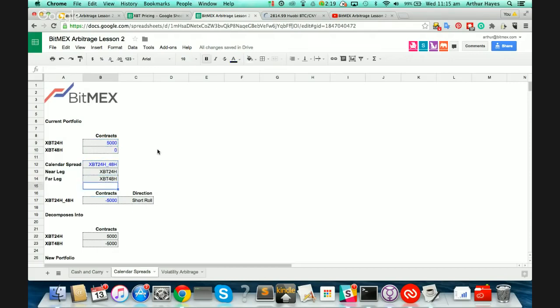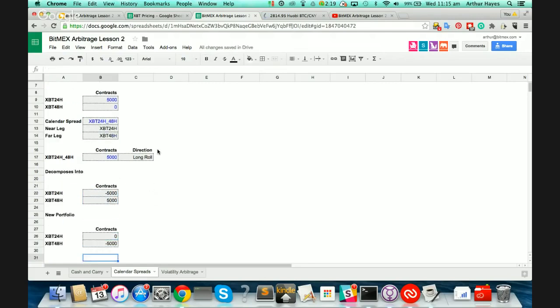So we want to long roll, i.e. we want to go long the far leg. So we want to buy 5,000 contracts. As you see here, this portfolio changes. Looks like we have an error here. You should be just long the 5,000 contracts of the far leg, and then you have no position left in the daily contract. Now, this is how a calendar roll or calendar spread works on the order book level.